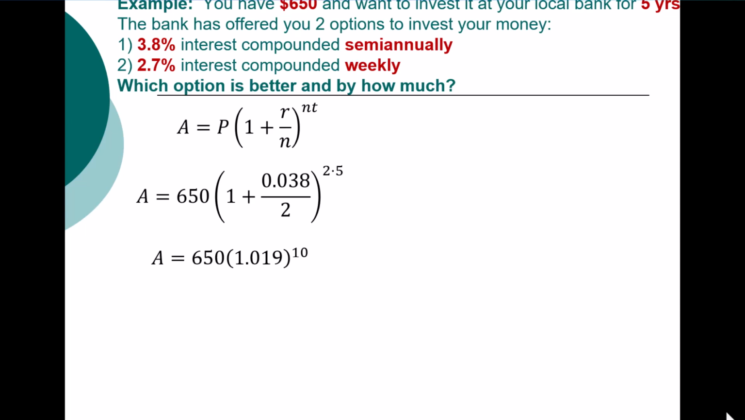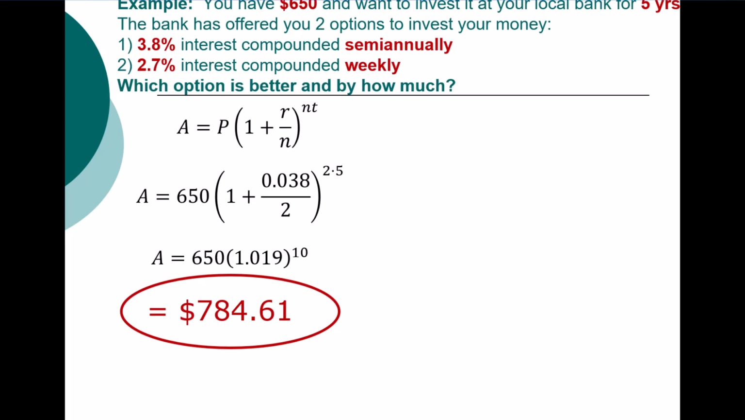When you calculate that, let's go ahead and multiply 2 times 5 in our exponent. So 1 plus 0.038 divided by 2 is 1.019. I'm trying to simplify this a little bit before I put it in the calculator. You don't have to do that. Just want you to see what you can do. And we're going to end up with $748.61.